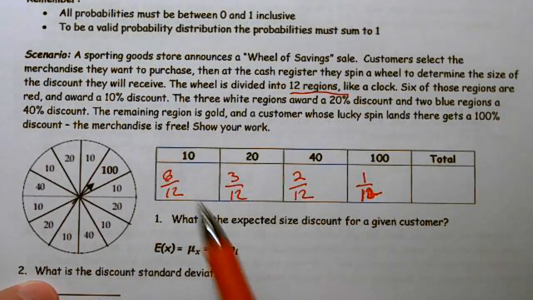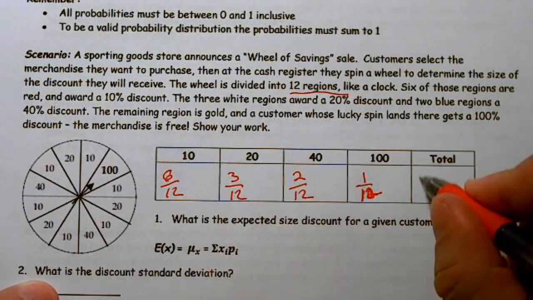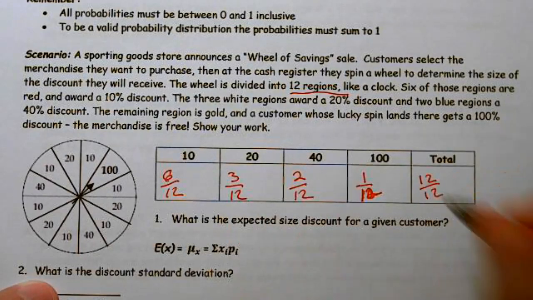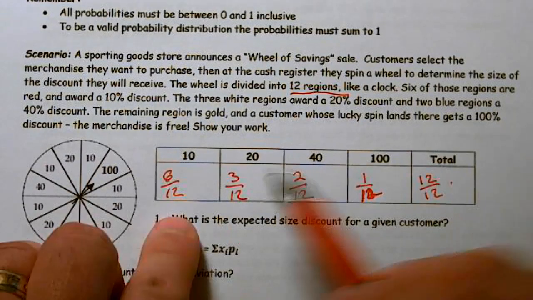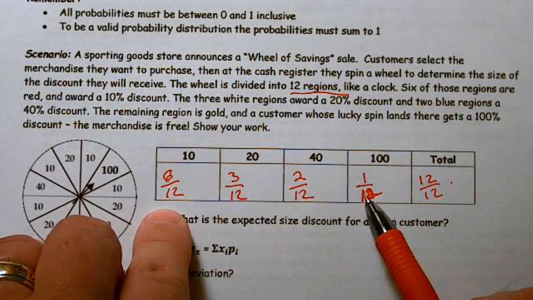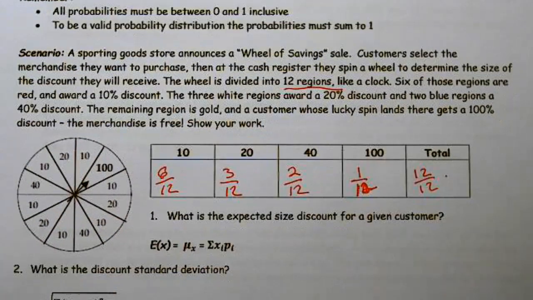And if I were to sum those up, 6 plus 3 is 9, plus 2 is 11. So that's 12 out of 12 or 100%. And that right there tells me that that sums up to a valid probability distribution. And these probabilities are between 0 and 1 with no negative probability. So it's a valid probability distribution.